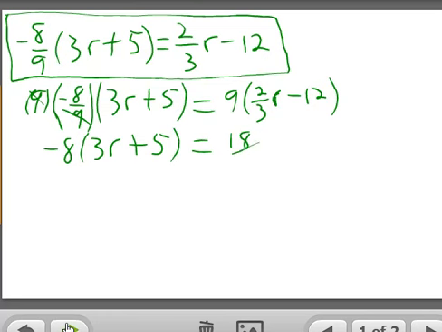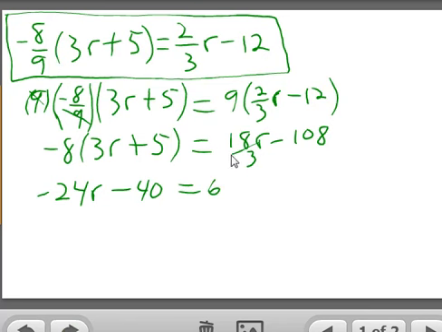So we get 18 over 3 is equal to 108. 9 times 12 is 108. So 18 over 3, that actually should be 18 over 3r. I'll fill that in. Now distribute the left side. We get negative 24r plus negative 40 is equal to, and once we reduce the 18 over 3r, it becomes 6r minus 108.